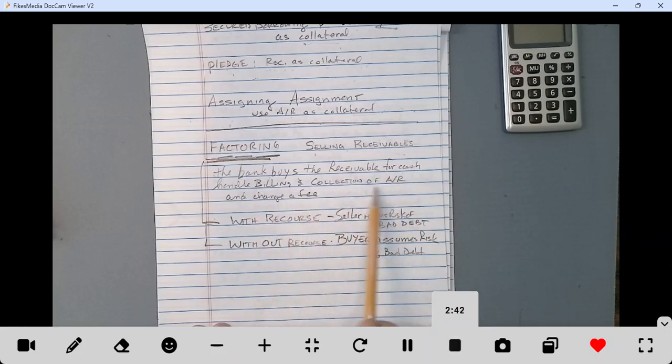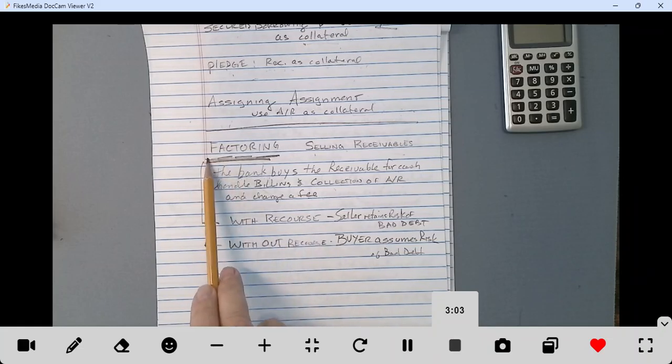You handle the billing and the collection of the accounts receivable, and for that you'll charge a fee. The bank charges the fee. The bank makes the collections. The company has sold the receivable to the bank, been given the cash, and the bank collects the accounts receivable.